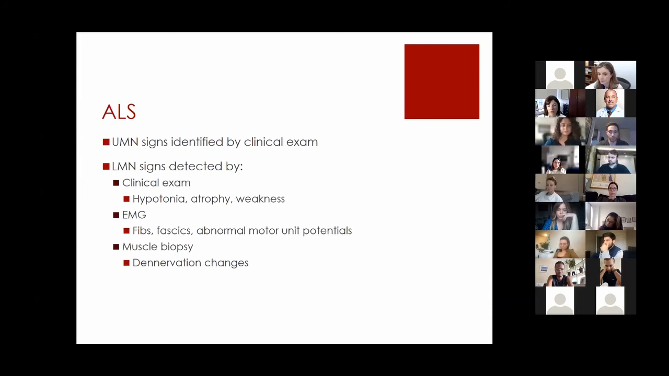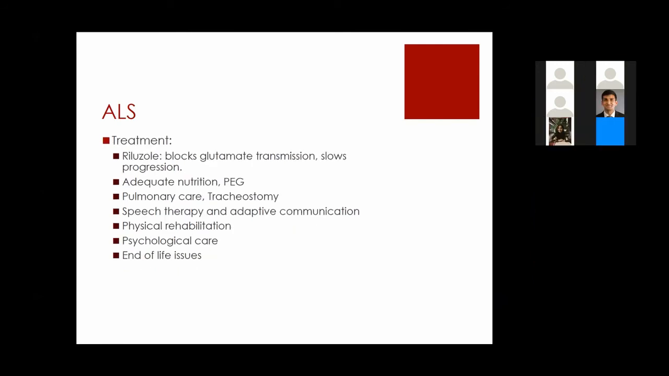I think we've gone through a lot of this. On EMG, we will see signs of the lower motor neuron component with a lot of denervation and abnormal motor unit potentials. Patients do not have muscle biopsies for diagnosis, but some patients have had them, and you would see denervation changes there. We do not have any cure.